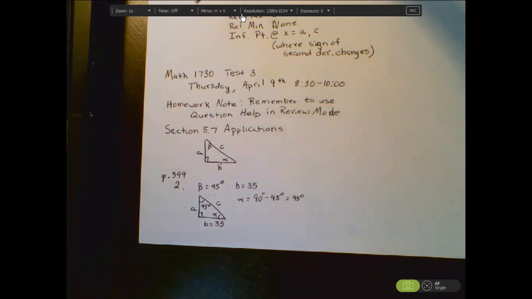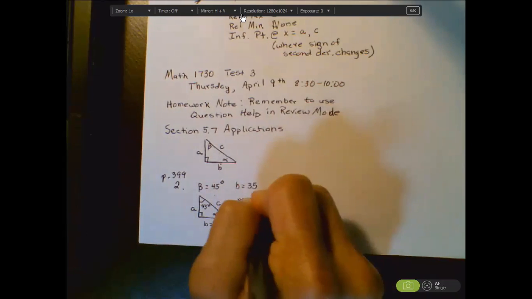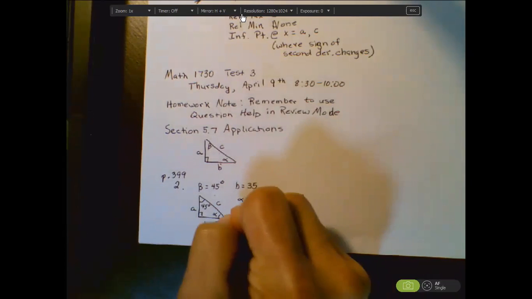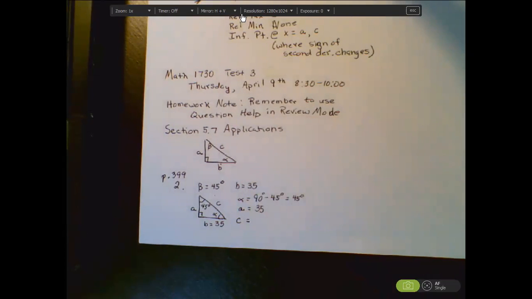And actually, that tells us automatically what A is. How does that automatically tell us what A is? It's going to be the same as B because they have the same angle. Yeah, this is an isosceles right triangle. If these two angles are the same, the sides opposite them have to be the same. So A is 35 also. And the only other thing we need is C. What tool could we use to find C?